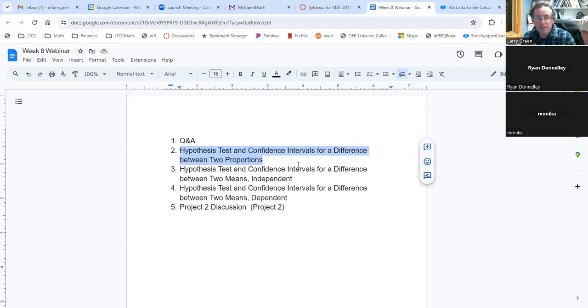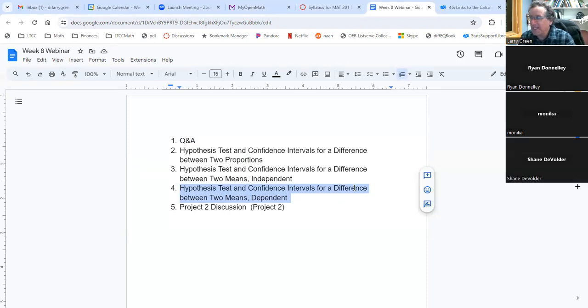In particular, we're going to be looking at a hypothesis test and confidence intervals, by the way, for a difference between two population proportions. Then we'll get into a hypothesis test and a confidence interval for the difference between two population means when you have independent data. And I'll talk about what all that means and how to tell one from another in a bit. And then finally, we'll talk about hypothesis tests and confidence intervals for two means where the data are dependent instead of independent. They're paired up. And we'll talk about some examples of those.